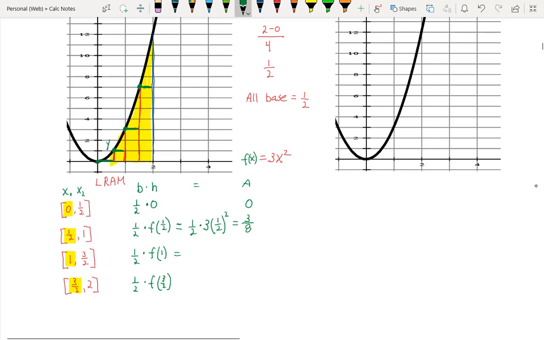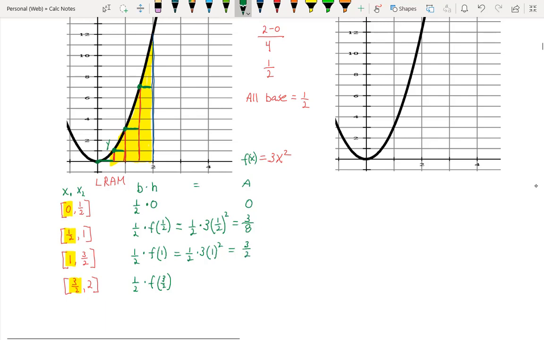We do the next one. We got our base of a half. We plug in 1 for x. That's times 3 times 1 squared. Hopefully you can see this: this is my height right here. That section is the height. So this is going to be 3 times 1 is 3. This is going to be 3 halves.